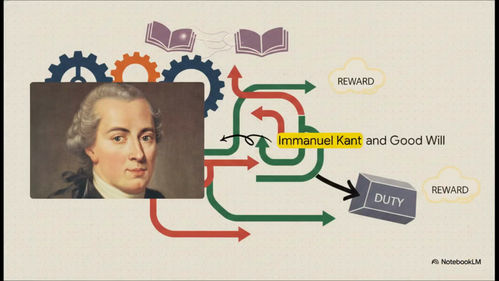The absolute rockstar philosopher of this theory is Immanuel Kant. He believed that the only thing in the world that is unconditionally good is goodwill. According to Kant, having goodwill means strictly following the moral law out of a pure sense of duty. You don't do something good just because you want a reward or a good outcome. You do it because you ought to do it.